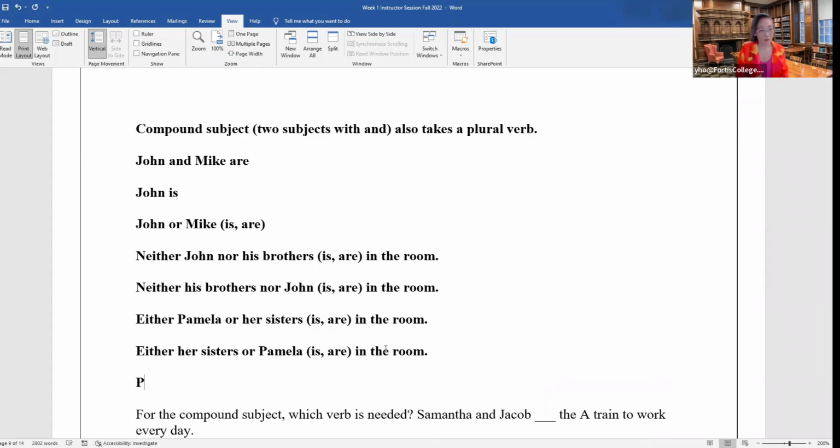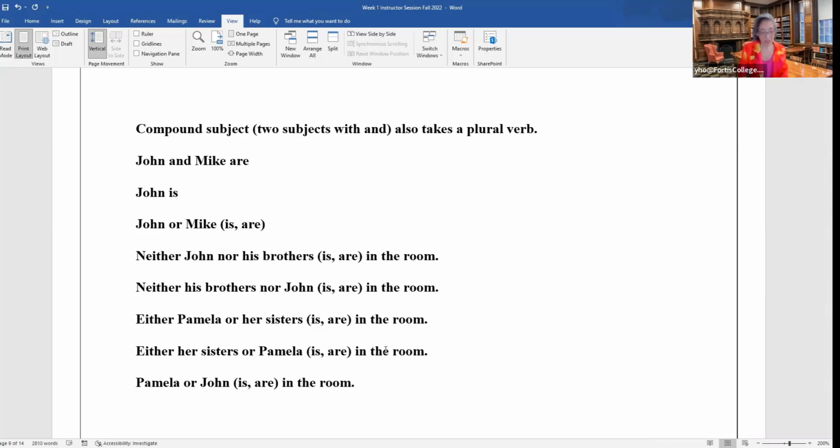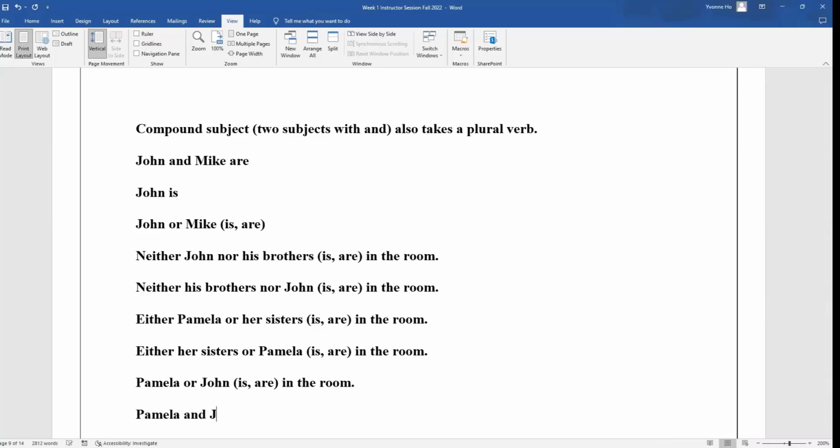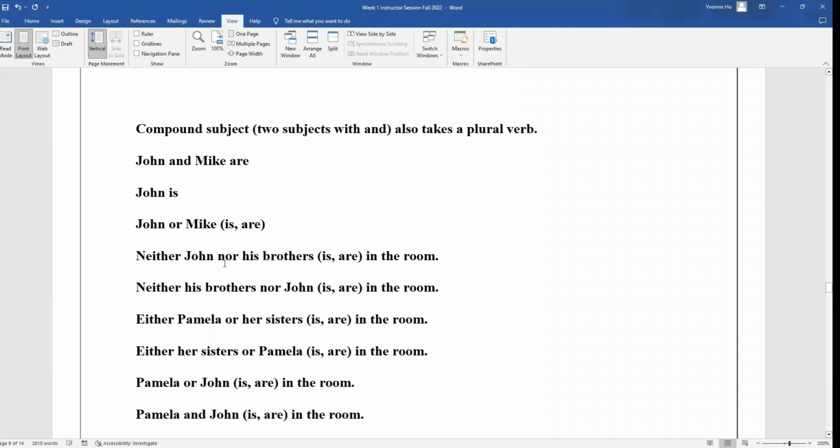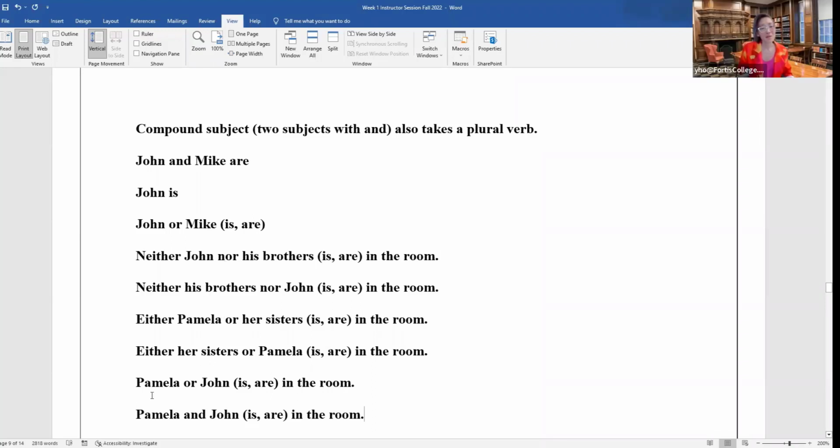So if I say Pamela or John is in, oh, I gave it away. That's so annoying. As soon as I don't have neither/nor or either/or, then you could have Pamela or John is in the room. It just becomes a singular subject. If I don't have neither/nor, and I just have Pamela or John, then it becomes a singular subject.